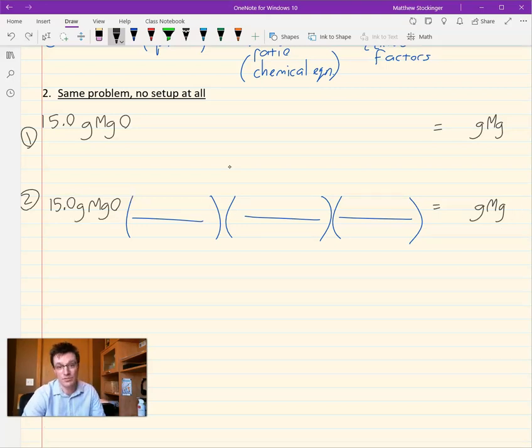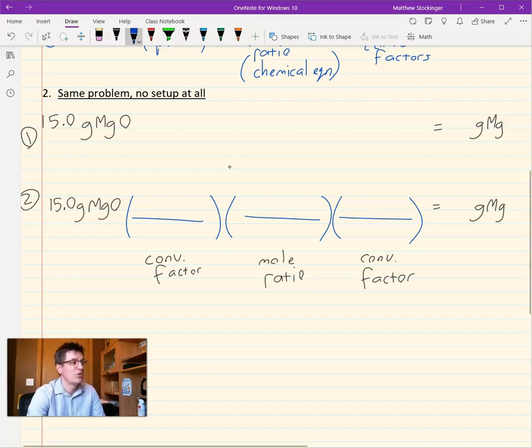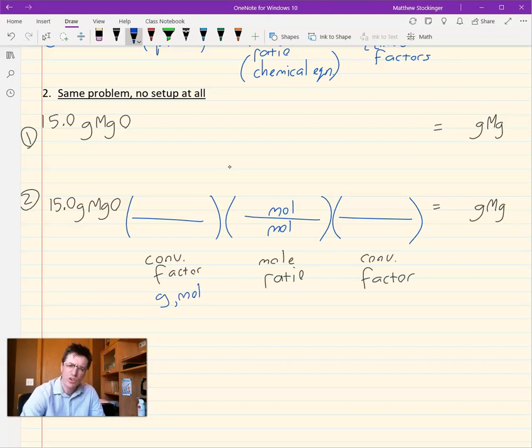Well, you know a couple of things already, right? You know that this is going to be a conversion factor, because it's always that way whenever we do these. And you know that this is going to be a mole ratio. So knowing those things, you can fill a couple things in here. Mole ratio, I know this is going to be moles over moles. Conversion factor, I know it's going to have grams and moles, but which one should go on top and which one should go on bottom?